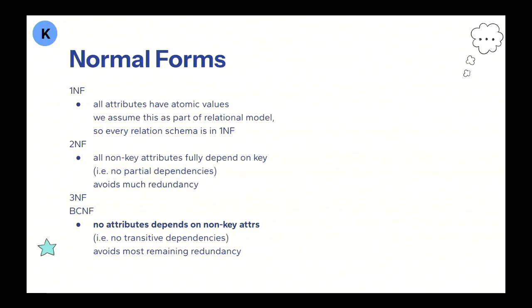So the second normal form requires all non-key attributes to be fully dependent on keys, but it also allows attributes to be dependent on non-key attributes. But the third normal form and BC normal form do not allow any non-key attributes to be dependent on non-key attributes. This is kind of strict, as you can see here, and it actually helps to avoid most redundancies caused by functional dependencies.